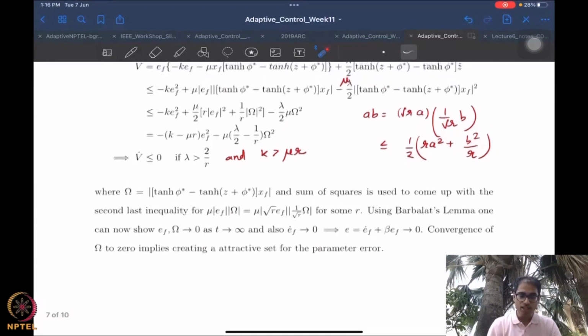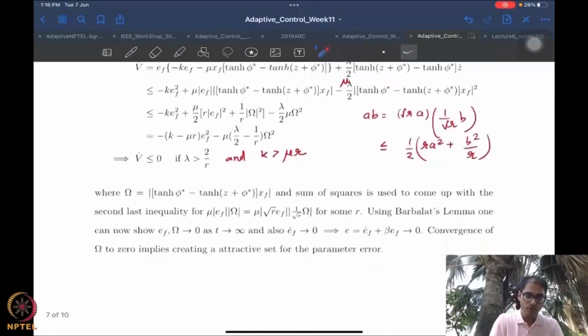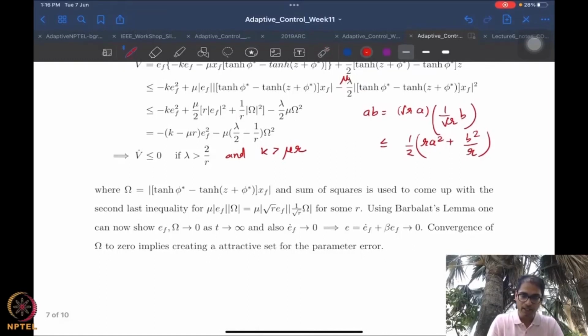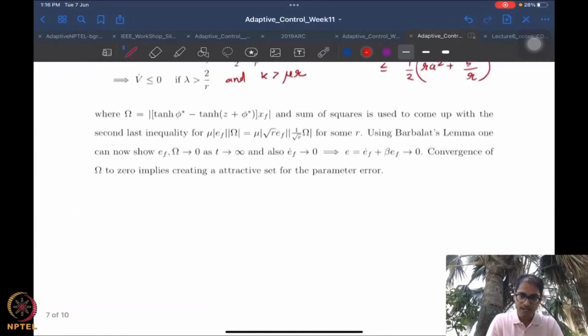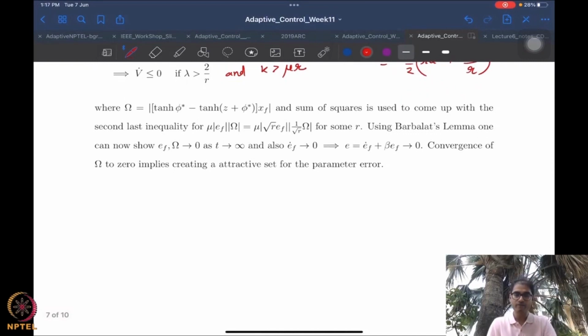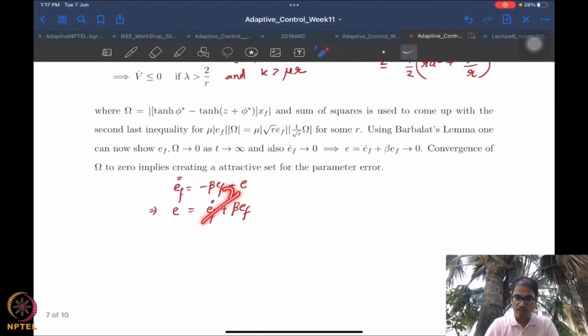And if ef dot and ef both go to 0, what do we know? We know from our filter construction that ef dot equals minus beta ef plus e, which implies e is ef dot plus beta ef. So if both ef and ef dot go to 0, it means e goes to 0. Right? And that's what we have.